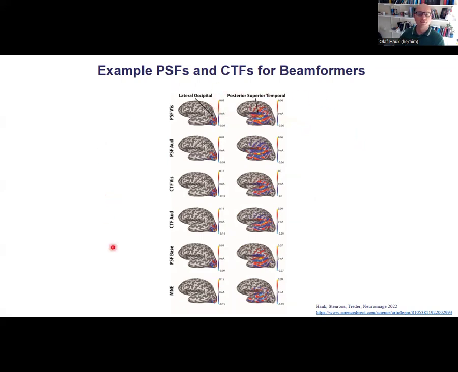It's a complicated slide, so I'm using different regions of interest here to illustrate the differences between different types of beamformers and MNE. So here I'm using the lateral occipital cortex as one region and an area possibly reflecting around the auditory cortex and posterior superior temporal cortex. You see quite a few images here because we have point spread functions and crosstalk functions, but also the beamformers actually depend on the data.